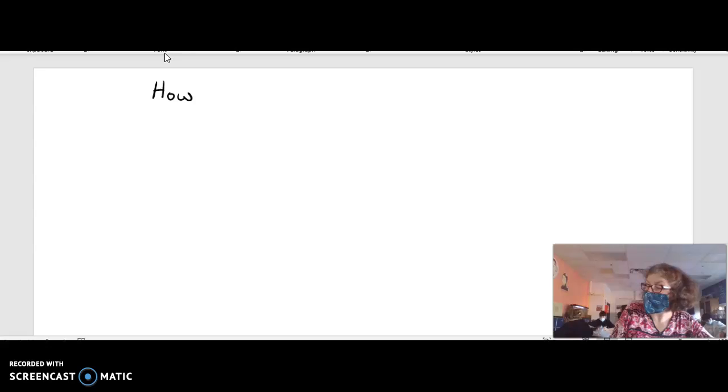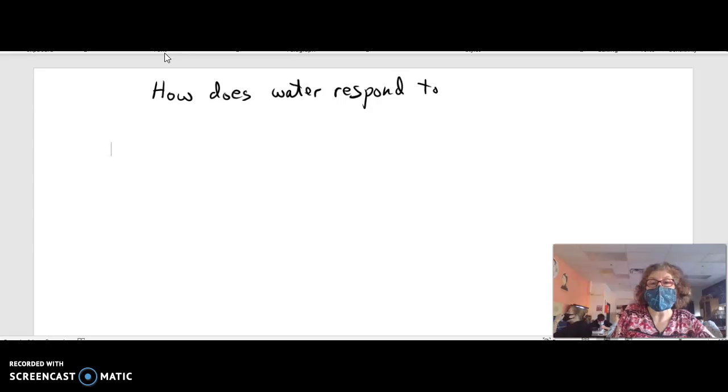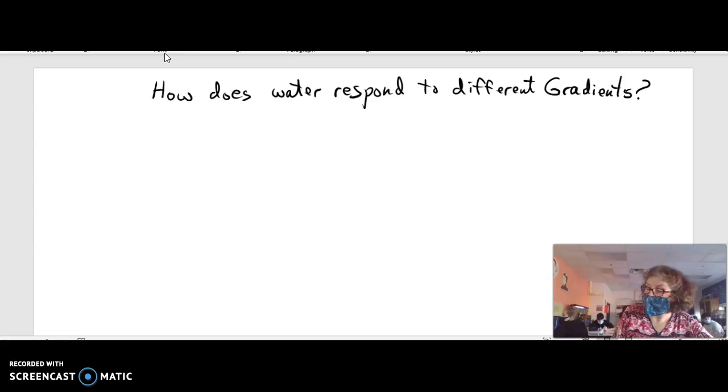All right, you don't have to write this, it's already on your paper. How does water move or respond to different gradients? Okay, we're going to make sure we define each term as we go here. So, first of all, again, this is already there. You don't have to write this.